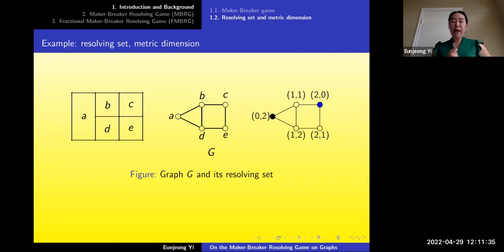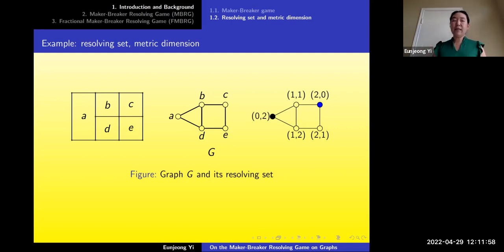With respect to room A, the distance is 0. Neighbors would be 1. The next one would be 2. So the first coordinate of these vectors indicates the distance with respect to room A, or vertex A. Now, again, you can see that one sensor is not enough to exactly locate where the fire broke out. So we need another sensor.